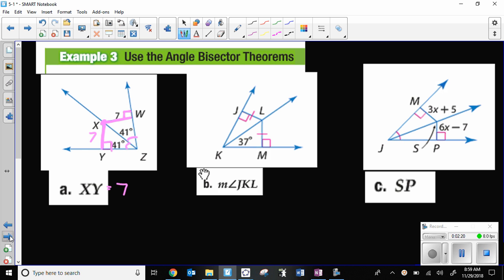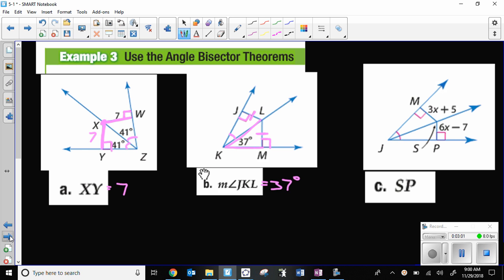Okay? The next one, letter B, wants me to find the measure of JKL, which is this little one. Well, we need to decide, is L on the angle bisector? And the answer to that is yes. I know that these segments are congruent, and I know that I'm forming a perpendicular here. So if those two conditions happen, then JKL should be congruent to LKM. Therefore, the measure should be 37.